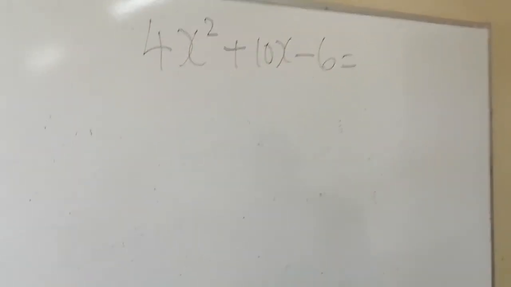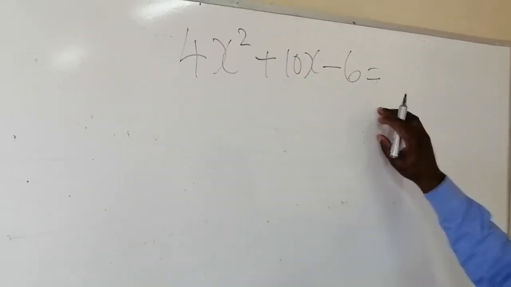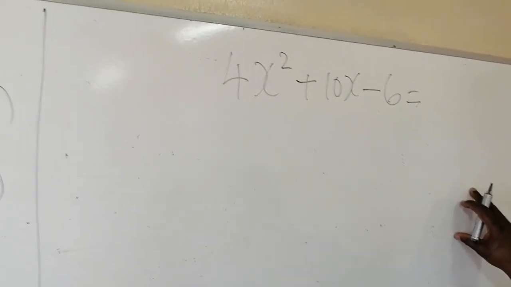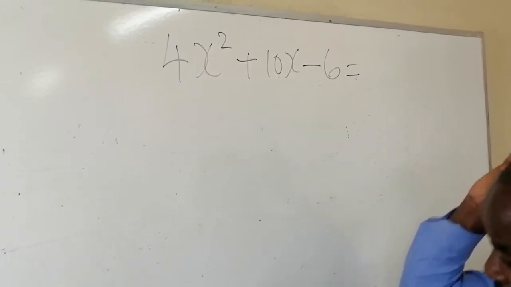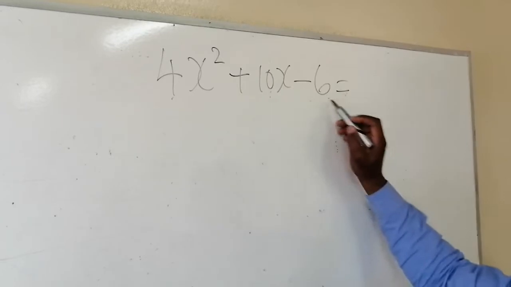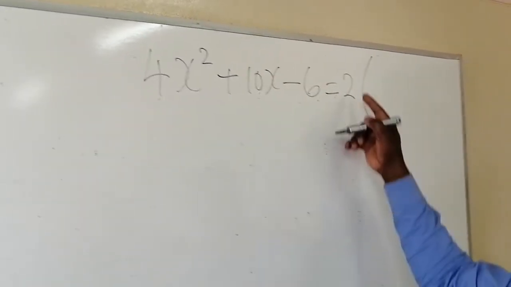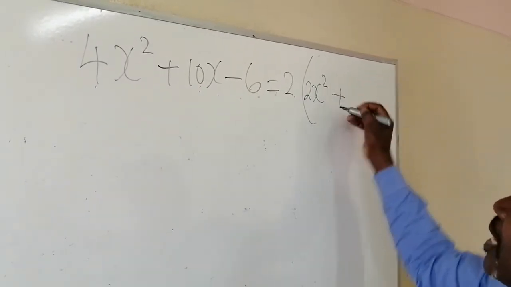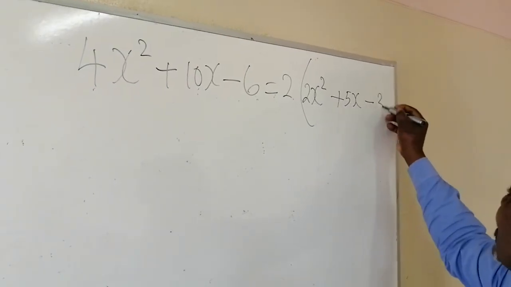Step number 1, you can use the method of common factors. So you look at these 3 terms. Is there anything that is common here? Oh, yes, it is there. There is a 4, there is a 10, there is a 6, but there is a highest common factor. There is a biggest number that can go into 4, into 10, into 6 without leaving a remainder. What is that number? It is a 2. So you pull 2 outside. Then you say 2 into 4x squared, it is 2x squared, plus 2 into 10x, it's 5x, minus 3.